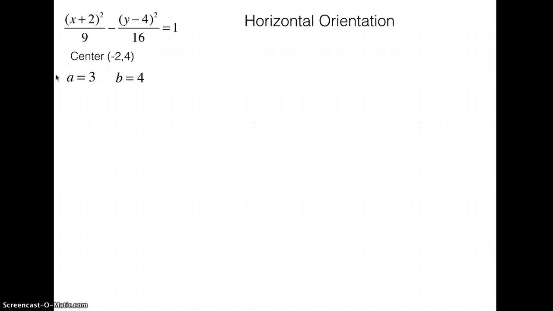Then we need to identify our a and b values. A comes from the square root of the x squared term denominator, square root of 9, and b comes from the square root of the y term denominator, square root of 16. Then we need to do some work to calculate the c value. The c value equals the square root of a squared plus b squared. You plug in your a and b, take the square root, c equals 5.